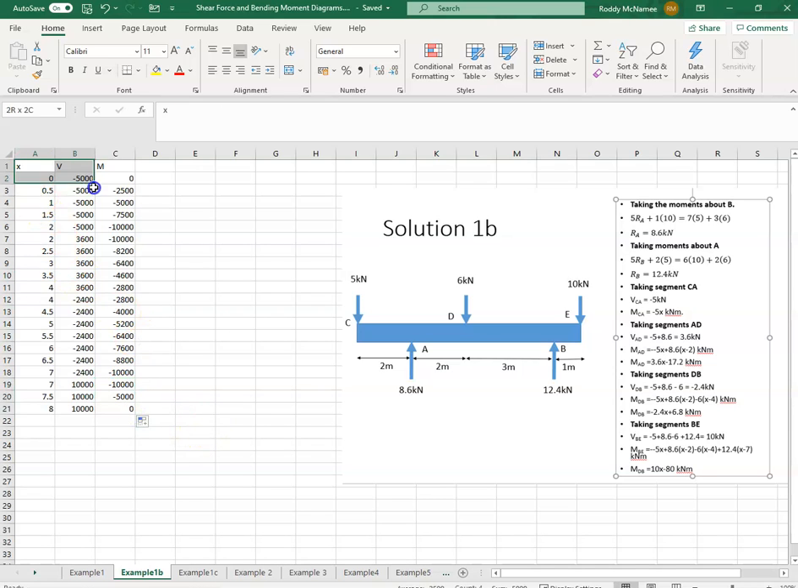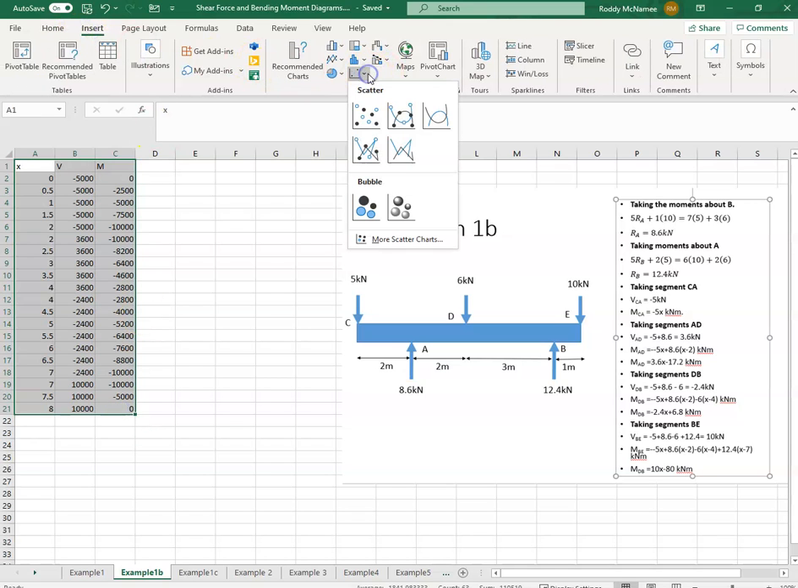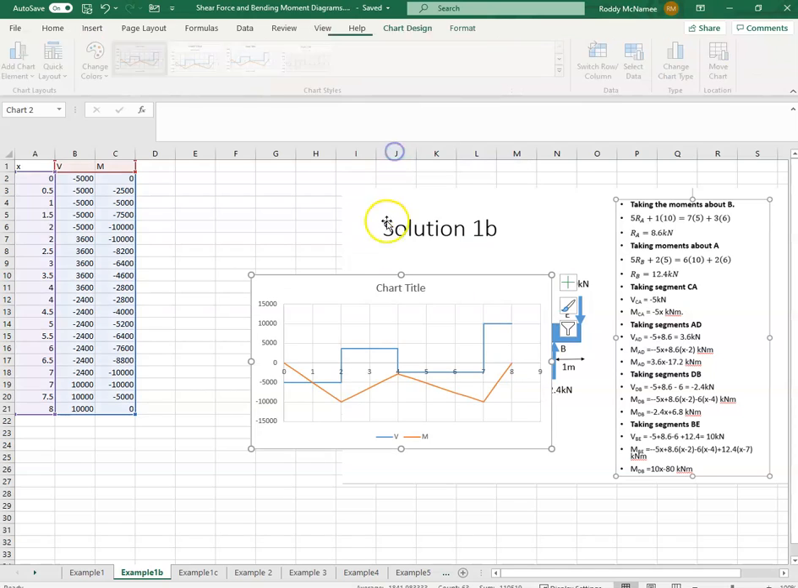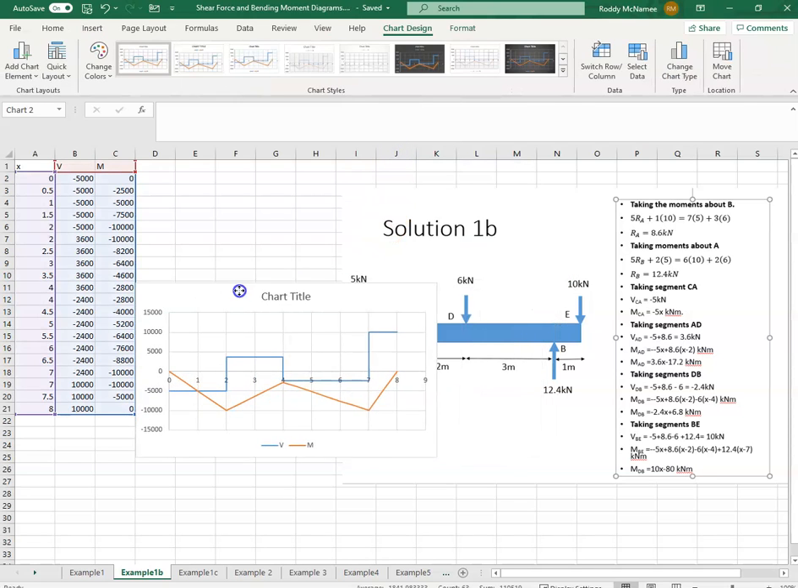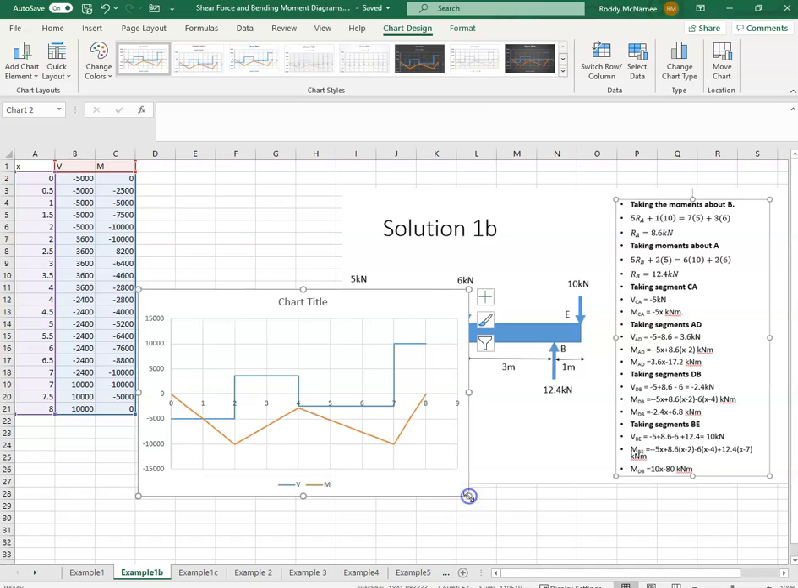And if we want to graph that, just highlight the cells, insert, and go for a scatter graph such as that. And there is our shear force and bending moment diagram.